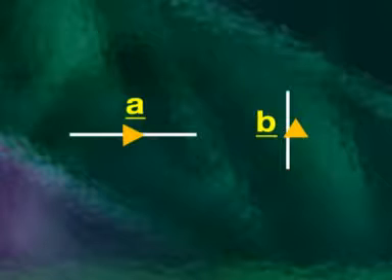Let us represent a few vectors. On the screen, we have vector A, that has a line and an arrowhead which shows the direction of the vector. And vector B also has a line and an arrowhead which shows the direction of vector B.